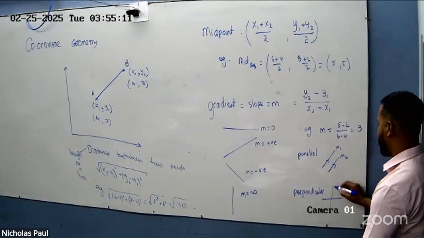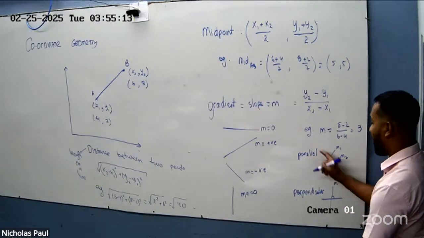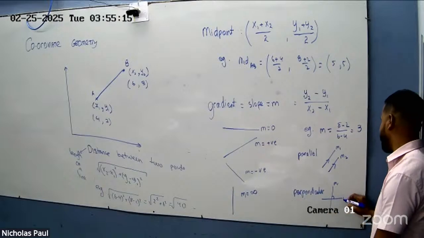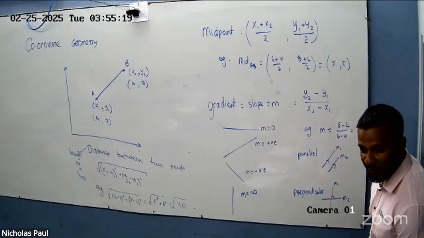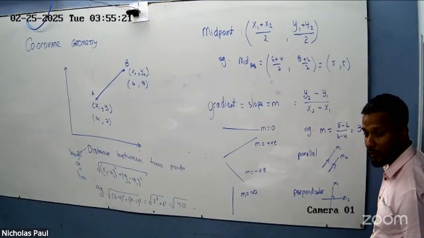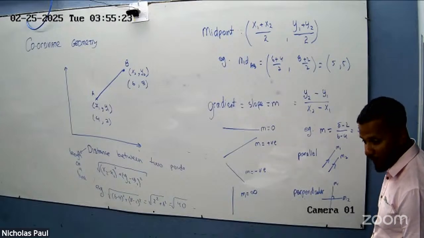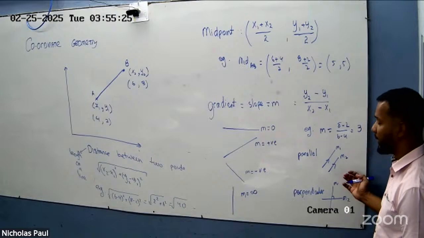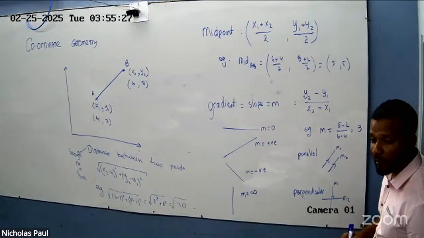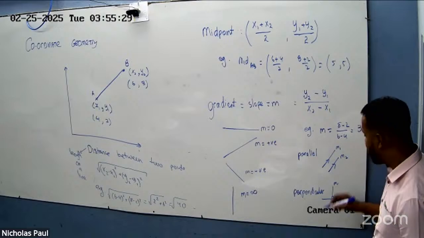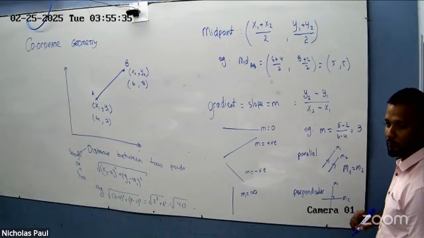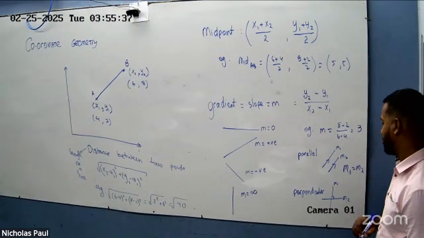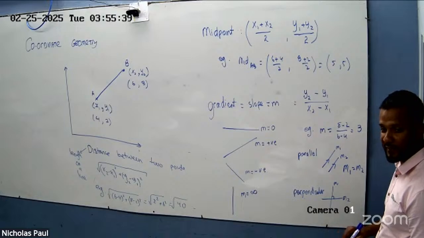Parallel lines are not perpendicular lines. What do we know about parallel lines? They never touch. In terms of gradient, they have the same gradient. So M1 is equal to M2. What about perpendicular lines, Nathan?